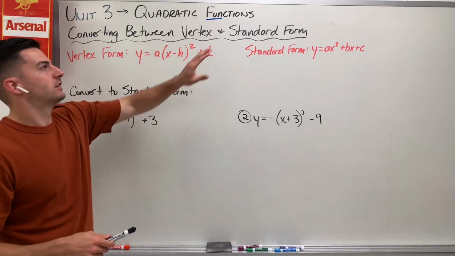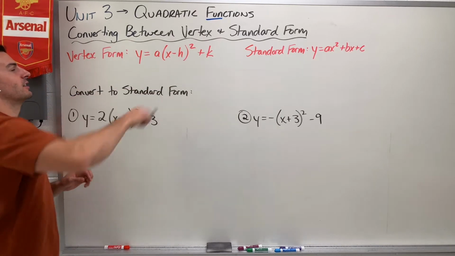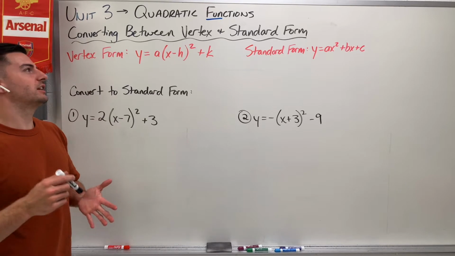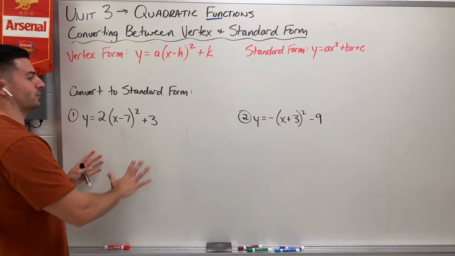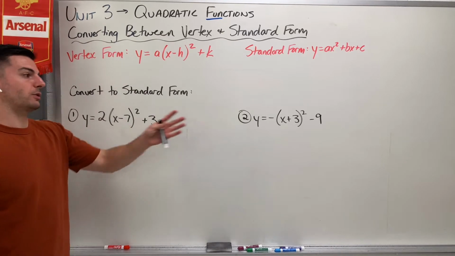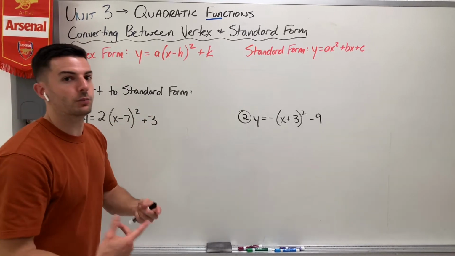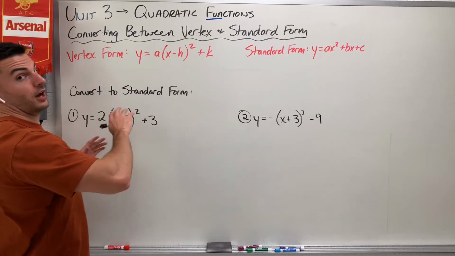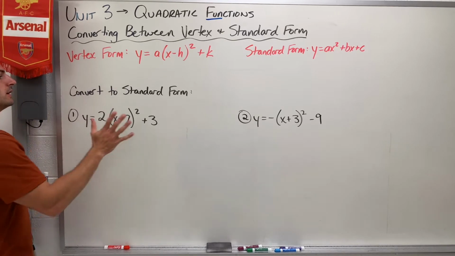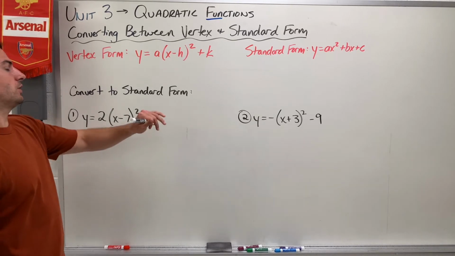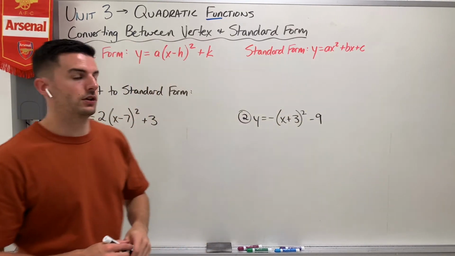Quadratic functions, making it fun. I'm trying to. But we're going to be converting here between vertex and standard form, okay? Like in this instance, we're given two vertex form equations, and then we're going to convert them to standard. And then in a little bit, I'm going to convert the other way, given standard equations, converting them to vertex. Okay. So what do we do? Again, our goal here is to go from this to this. Okay, now how do we do that?